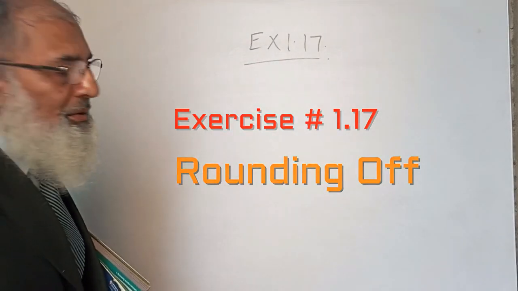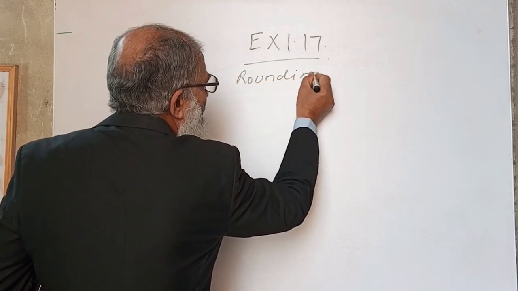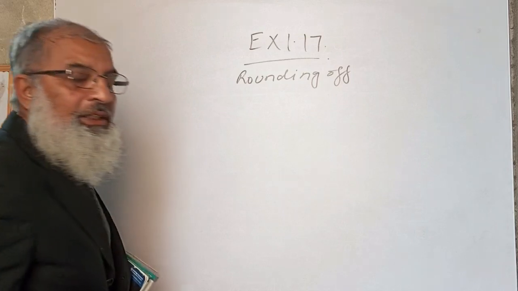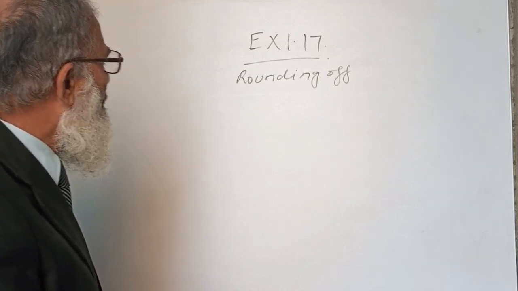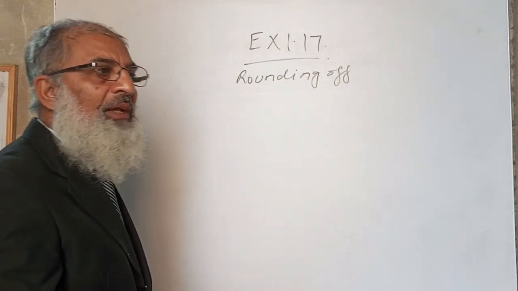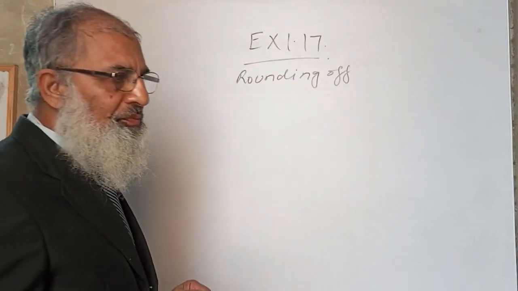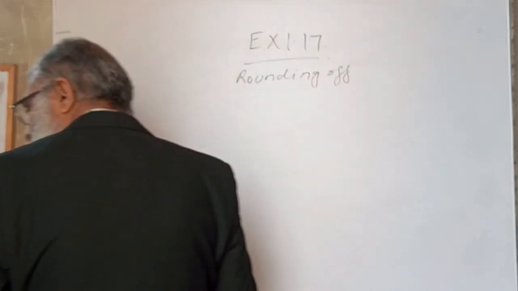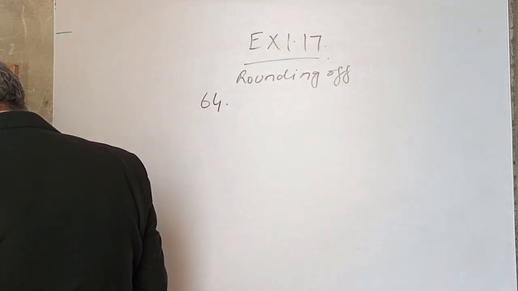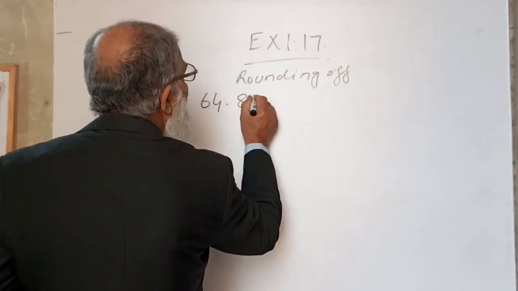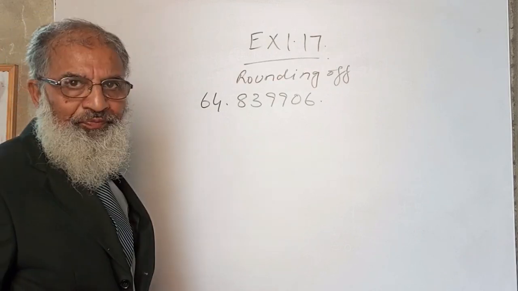Now this exercise deals with rounding off. I have already told you what rounding off is. To be precise, I will tell you how to round off decimals at two places and at three places, and how much we have to round off. Now you see, if I am given an example like this, 64.839906, I have to round this.